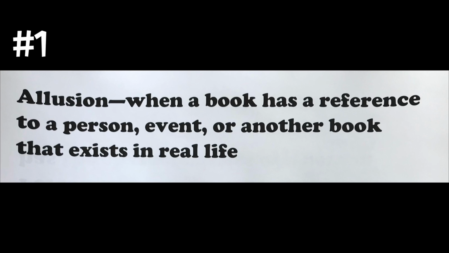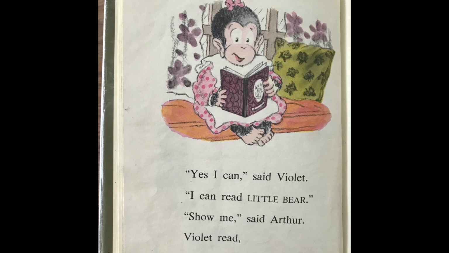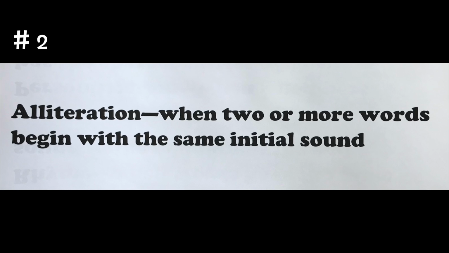The definition of an allusion is when a book has a reference to a person, event, or another book that exists in real life. We can see an example of this in the book Arthur's Prize Reader. In the book, Arthur's sister Violet is reading the book Little Bear. We know that Little Bear is a real book that was written by author Else Holmelund Minarik and illustrated by Maurice Sendak.